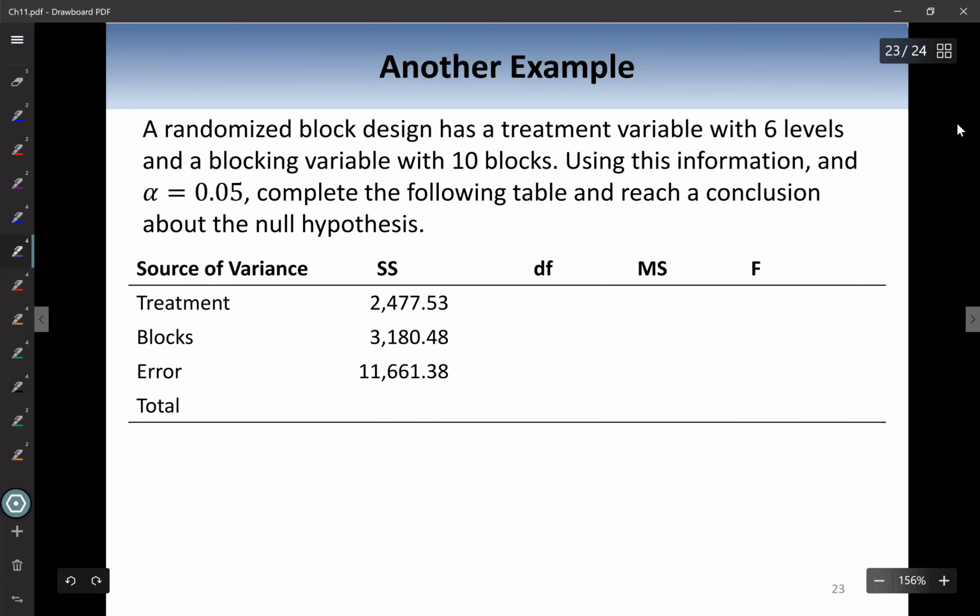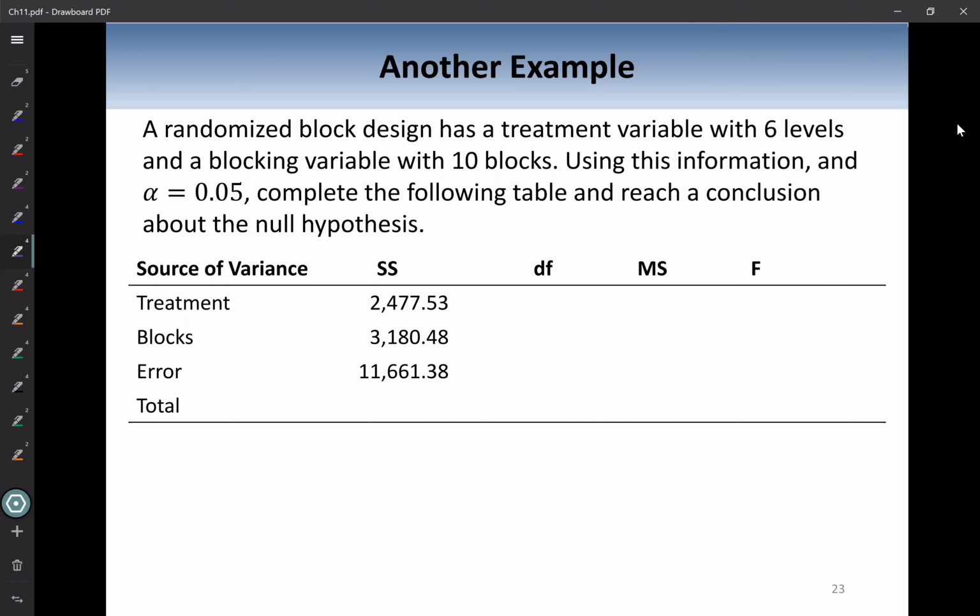Here's another example. We're looking at a randomized block design with a treatment variable with 6 treatment levels and a blocking variable with 10 blocks. Using this information and alpha equals 0.05, complete the following table and reach a conclusion about the null hypothesis.